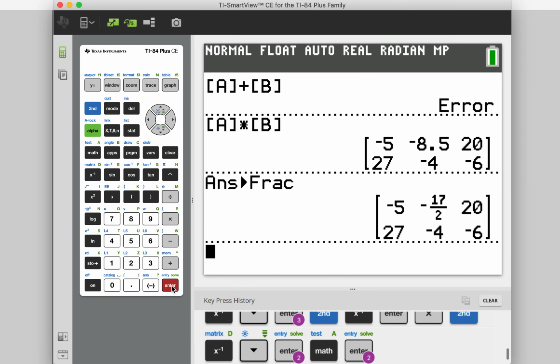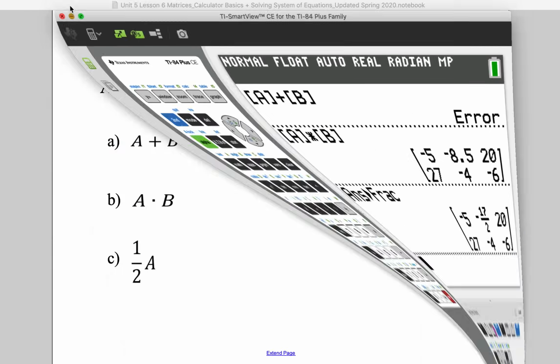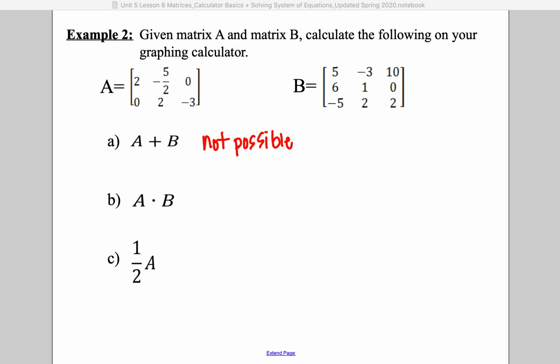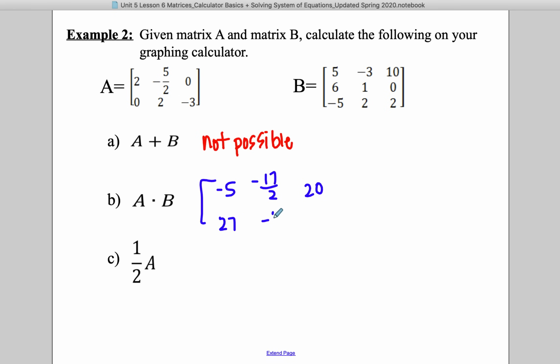So I'm going to go ahead and write that down. So my answer for B is, what do we got? -5, -17 over 2. Then we had 20. It's just writing down what's on my calculator screen. 27, -4, and -6. Okay, so there is A times B.